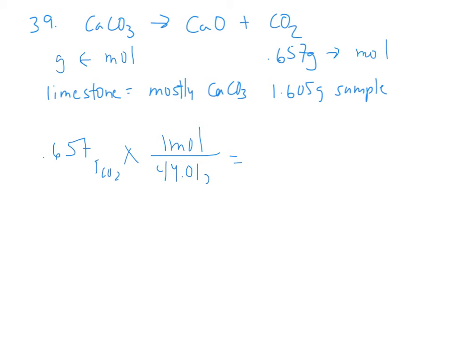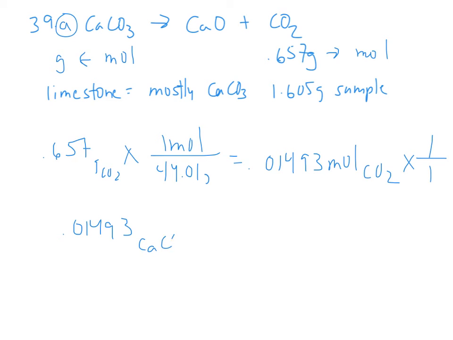So 0.657 grams is not very much. So we're talking about 0.01493 moles of CO2. And since this equation is all 1-to-1, as we showed in part A when we wrote the equation, assuming everyone did that without a problem, this is also then how many moles of calcium carbonate I have.